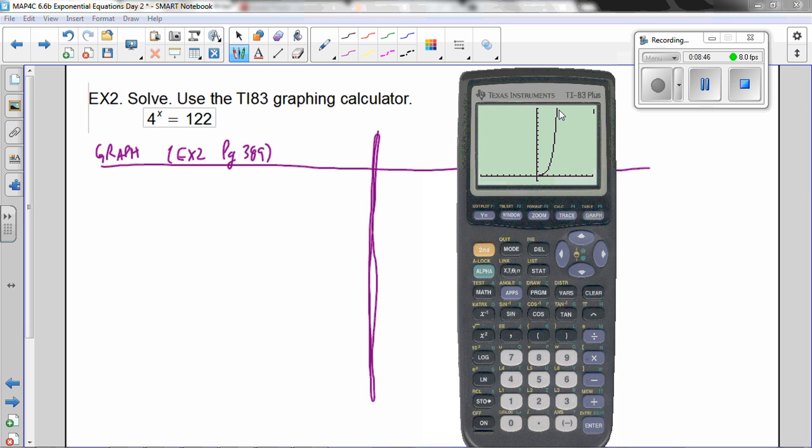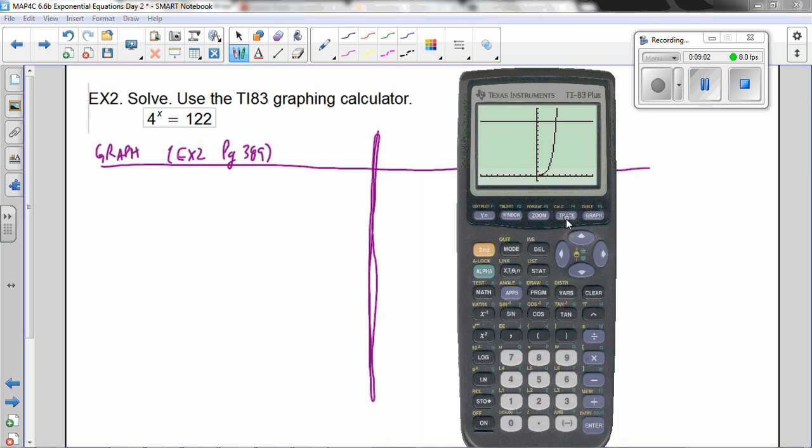There's my exponential growth graph. There's the 122, I think. And there's the crossing point. So that's the point that I'm after. I'm after the x value where that's true. So there's actually two ways to do this.